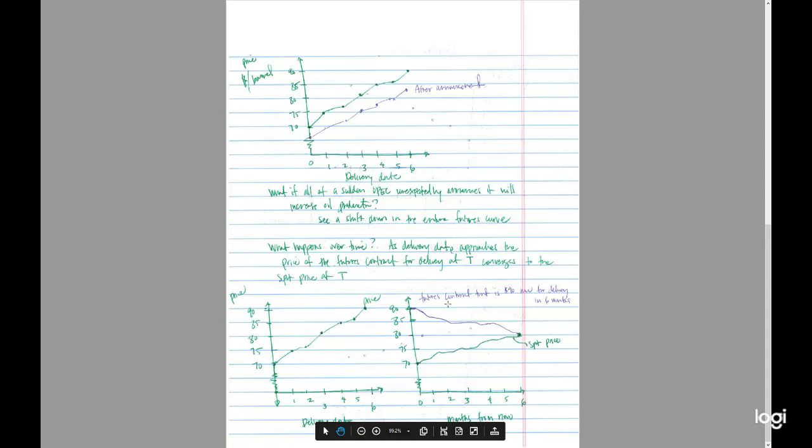The futures contract is $90 now for delivery in 6 months, but let's say the spot price over time is increasing. It starts at 70. So let me say, okay, today the spot price is $70, but the futures price for delivery in 6 months is $90. As we get closer and closer to the expiration date, 6 months from now, the spot price, let's say, is increasing. Well, the futures price has to be then declining, because they eventually must converge to the same price.